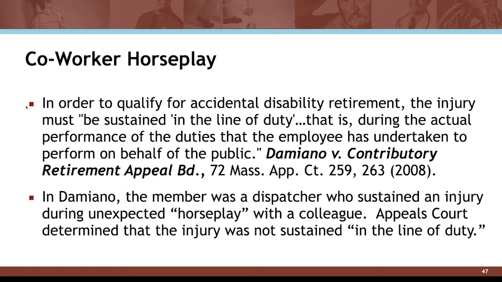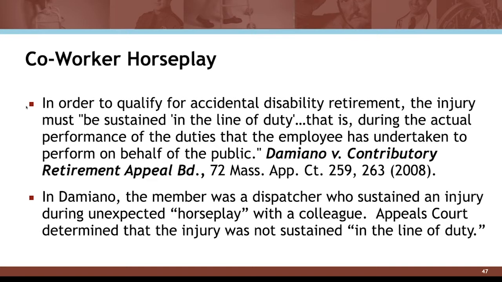Coworker horseplay. The seminal case regarding horseplay injuries is the Damiano case. Ms. Damiano was a dispatcher who was injured when a colleague jokingly attempted to put her in a headlock. Quite an office setting, I know. She was injured and it had to be remanded, and it went all the way up to the appeals court.